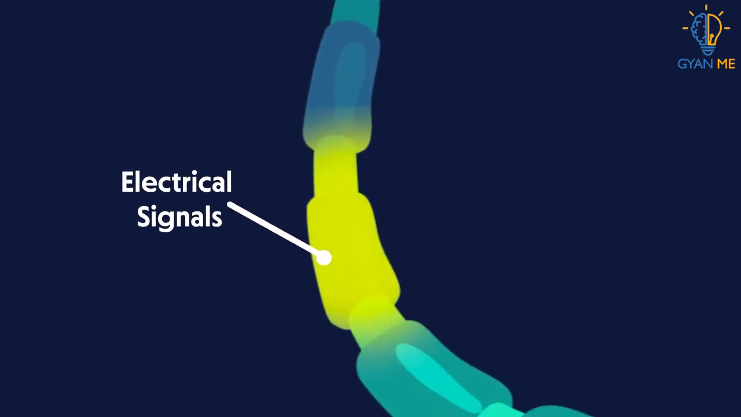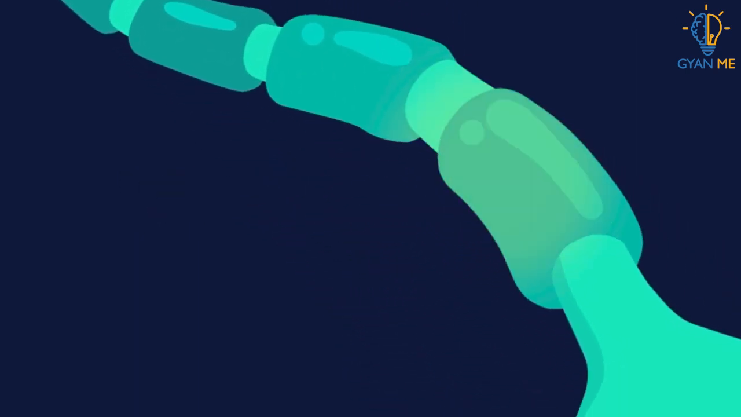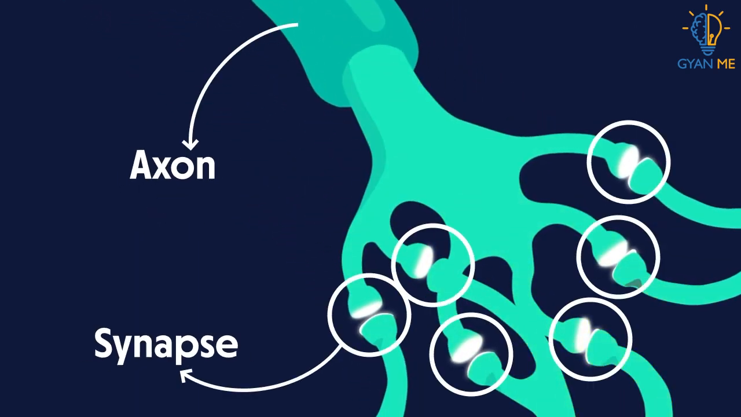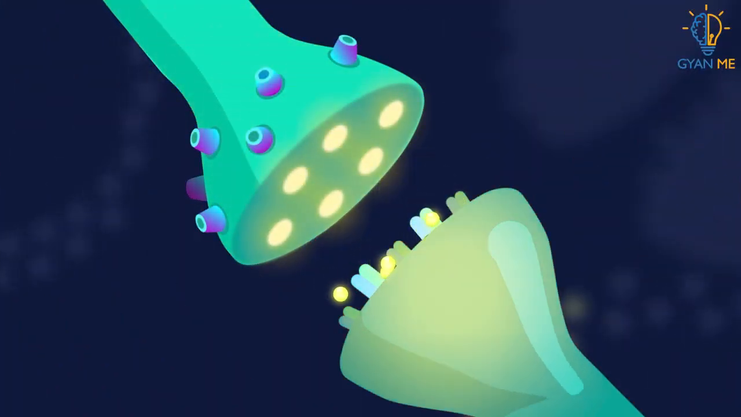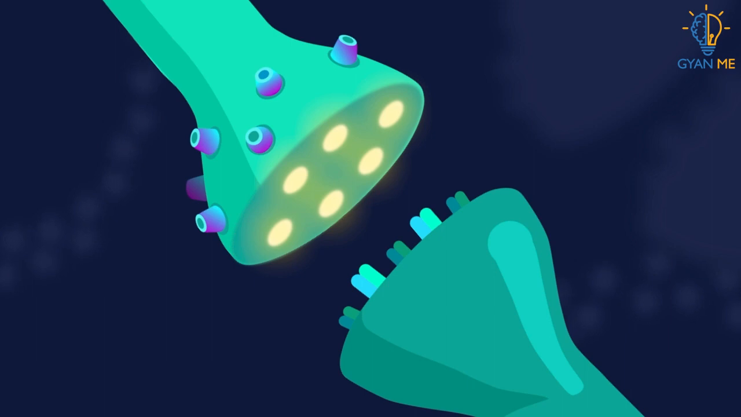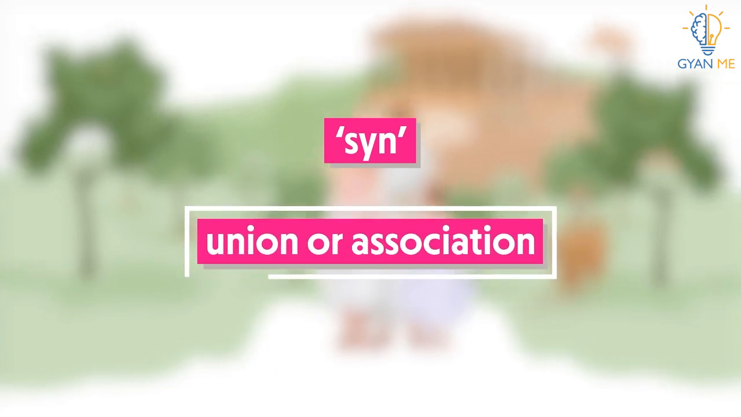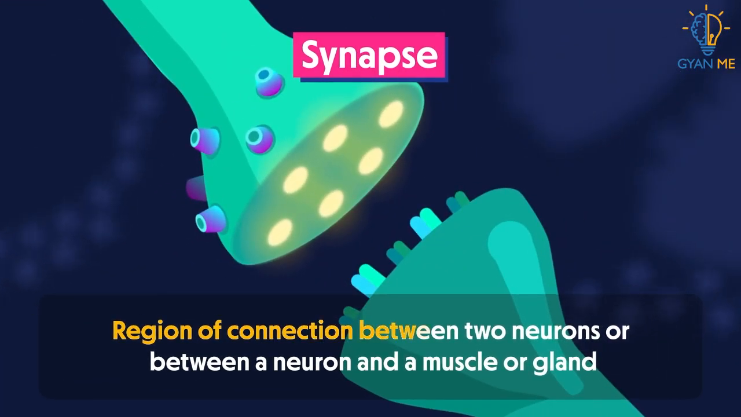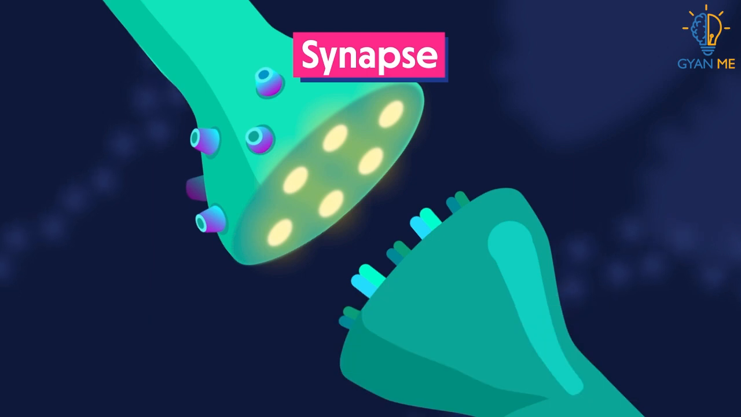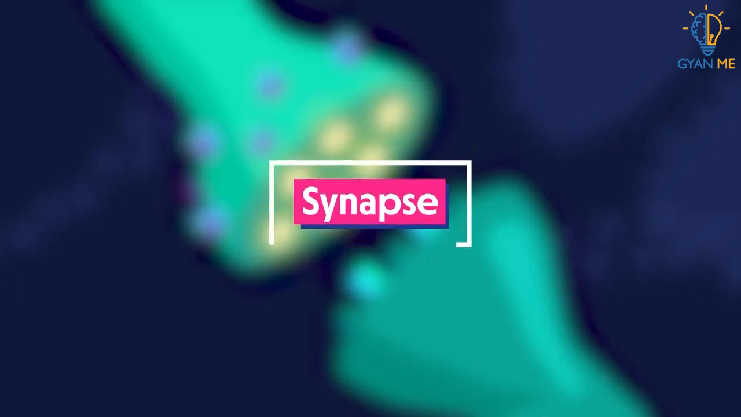The signals are passed and received at special junctions called the synapse. It is a region where electrical impulses are transmitted and received. The word synapse is derived from Greek. In Greek, sy means union or association. Thus, synapse is a region of connection between two neurons or between a neuron and a muscle or gland. So, first let us understand synapse.